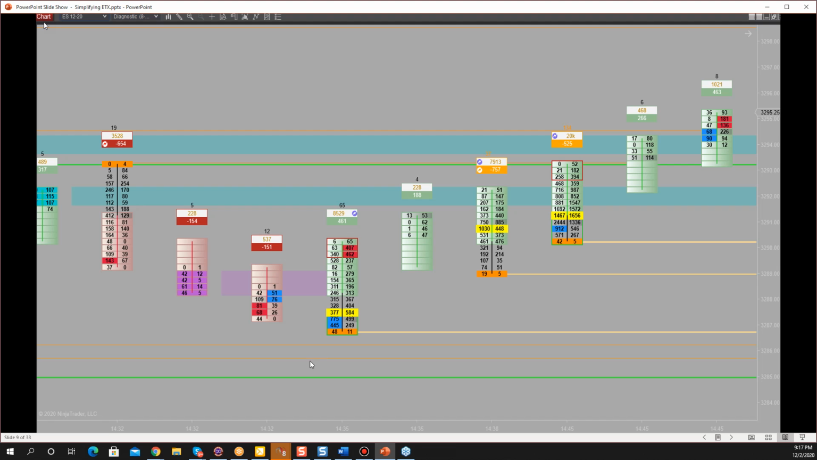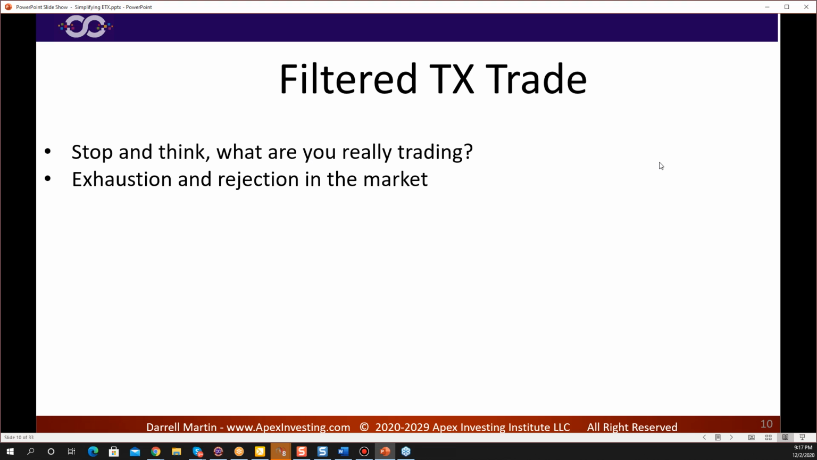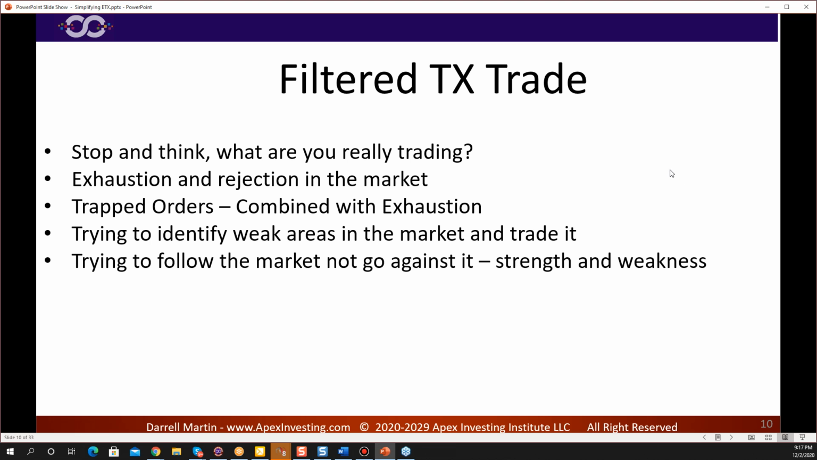So can you see how adding that to everything we just talked about, not just everything going on in the bar, but that bottom area being weak and rejected and it's shooting off from there, can make that a higher probability trade. Okay, so our normal filtered TX trade, again, stop and think about it. What are we really trading here? We're looking for exhaustion and rejection in the market, right? We're looking for those trapped orders combined with exhaustion. We're trying to identify that weak area in the market and trade the other way, because we want to follow where the strength of the market goes.